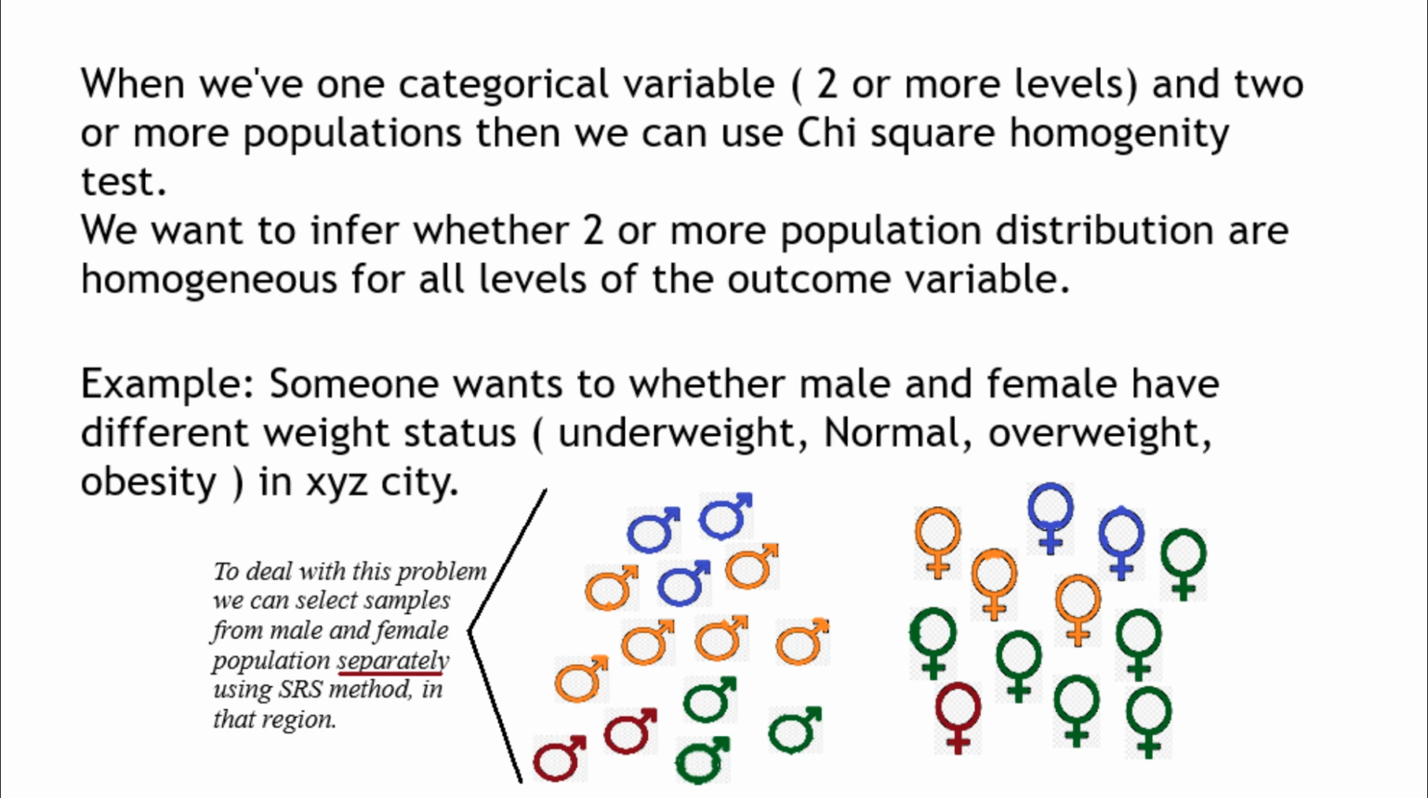Example: someone wants to know whether males and females have different weight status, underweight, normal, overweight, obesity, in XYZ region. To deal with this problem, we can select samples from male and female populations separately, using simple random sampling method, in that region.